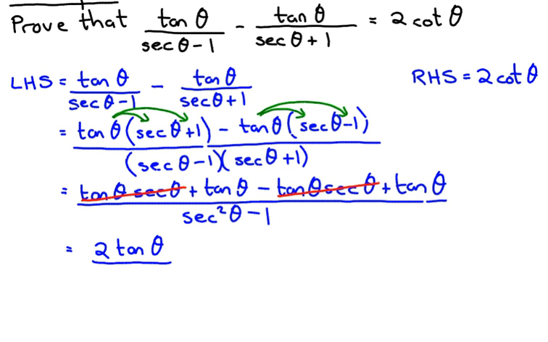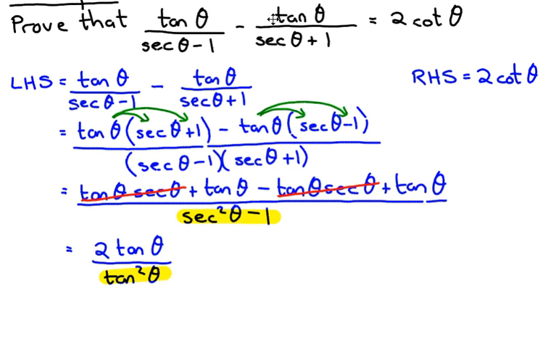Now remember, sec squared theta minus 1, that is a square identity. So my sec squared theta minus 1 ends up giving me tan squared theta. Don't forget about your square identity there and how we get that. That this becomes that according to our square identities.